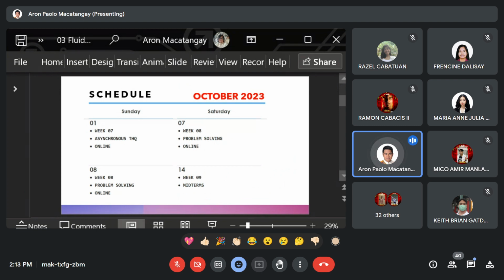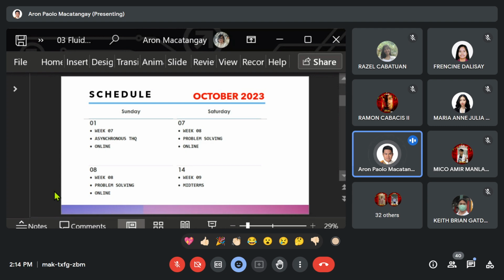Kaya maraming online is after October 8, Sunday. October 9, Monday, is midterms week na. So I hope you will utilize the remaining classes. I think there are four meetings pa before the midterms to really familiarize yourself with the calculations. Hanggang dito lang muna yung schedule natin.